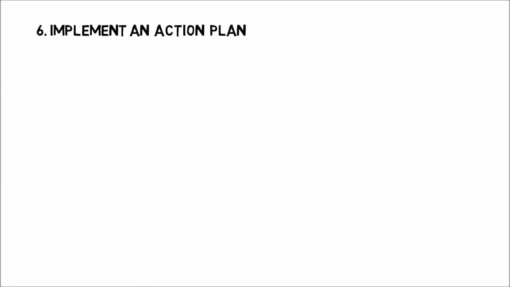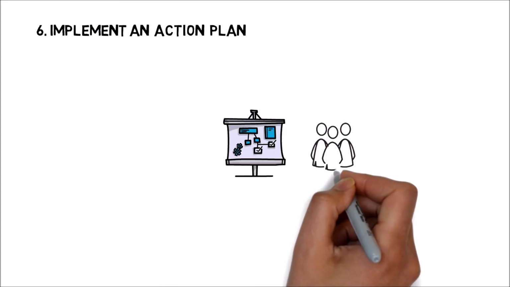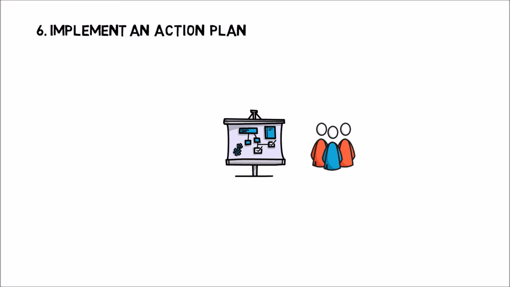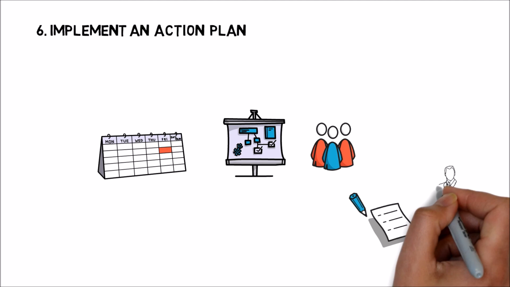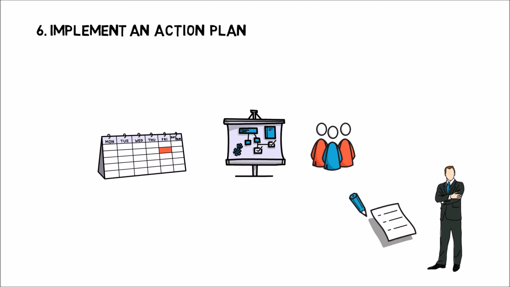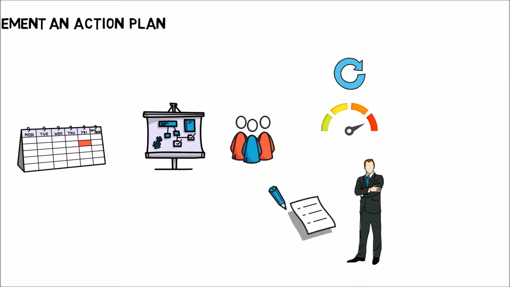6. Implement an action plan. Develop an action plan with your staff to put the solutions into practice. A timetable should be included in the strategy, as well as a list of initiatives and who is responsible for them. It should also contain key performance indicators to measure the impact of these changes on the company's bottom line.